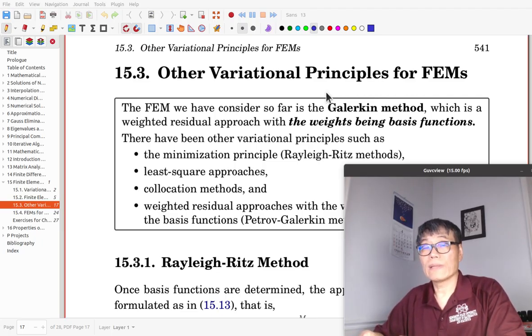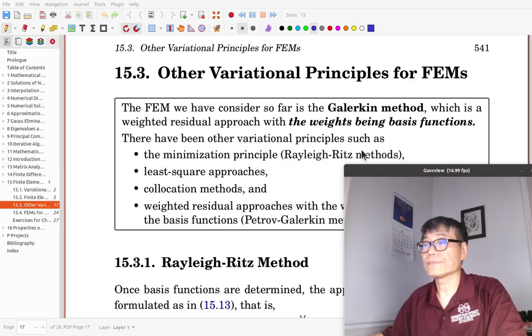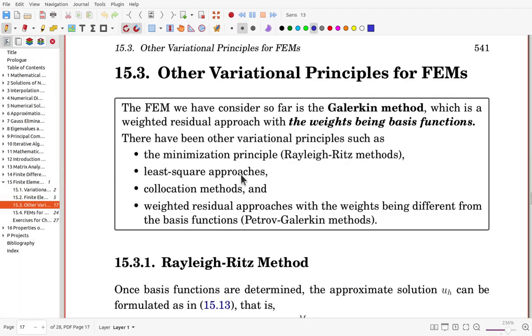So it's about the third step, not completely independent from other steps. However, it's mostly about the third step, other kinds of the third step. Here we have some principles. Start with a minimization principle, which is called the Rayleigh-Ritz method, and least squares approaches, and collocation method.